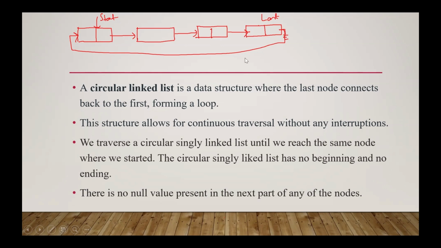In the previous videos, we already compared the single linked list and double linked list. In the case of a single linked list, the last node points to null. In the case of a double linked list, the last node's next points to null and the back pointer of the start node points to null. So there is a chance of null values. But in the case of a circular list, there is no chance of a null value.